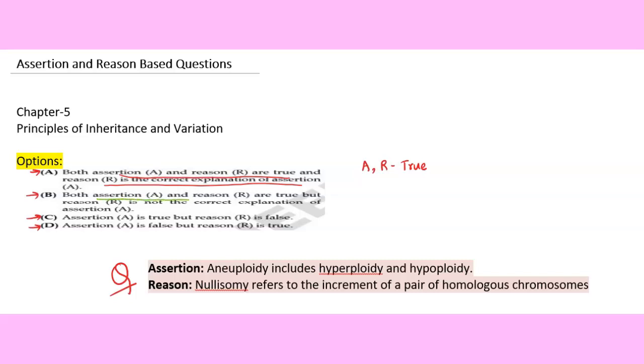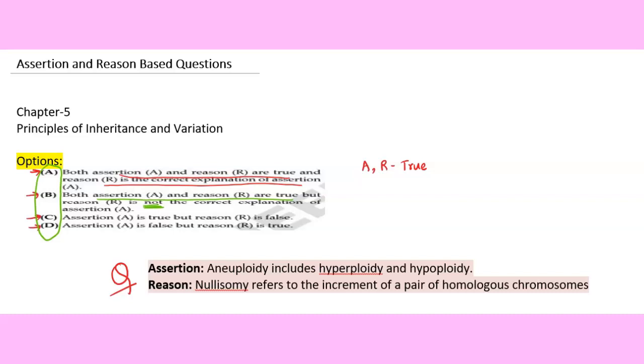Second option will be chosen if assertion and reason are true, but reason is not the correct explanation, means in itself assertion and reason both are true, but reason is not explaining what is written in assertion. Next, option C will be chosen when assertion is true but reason is false, and the last option says that option D will be chosen if assertion is false and reason is true. So these four options should be fitted to your mind so that you should not waste your time during the examination while reading these options.